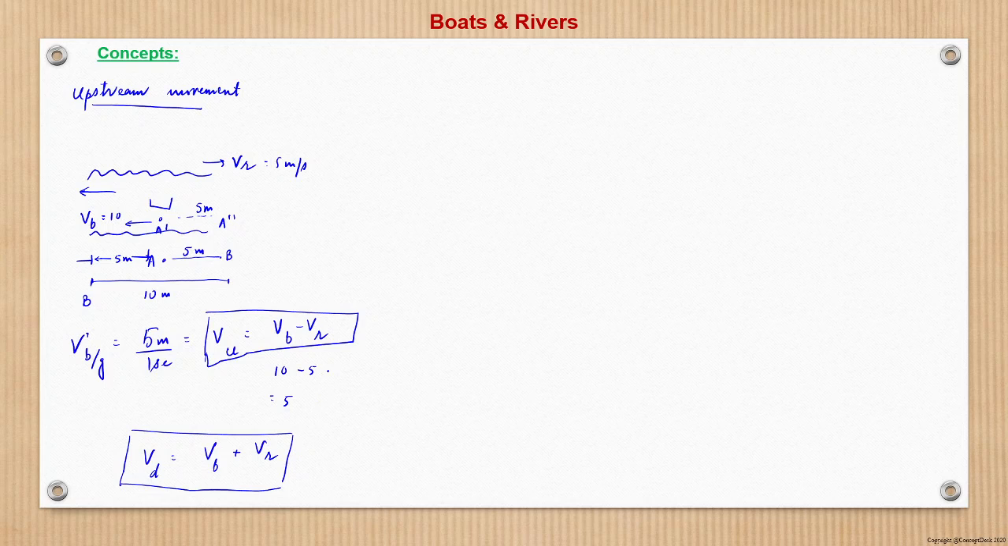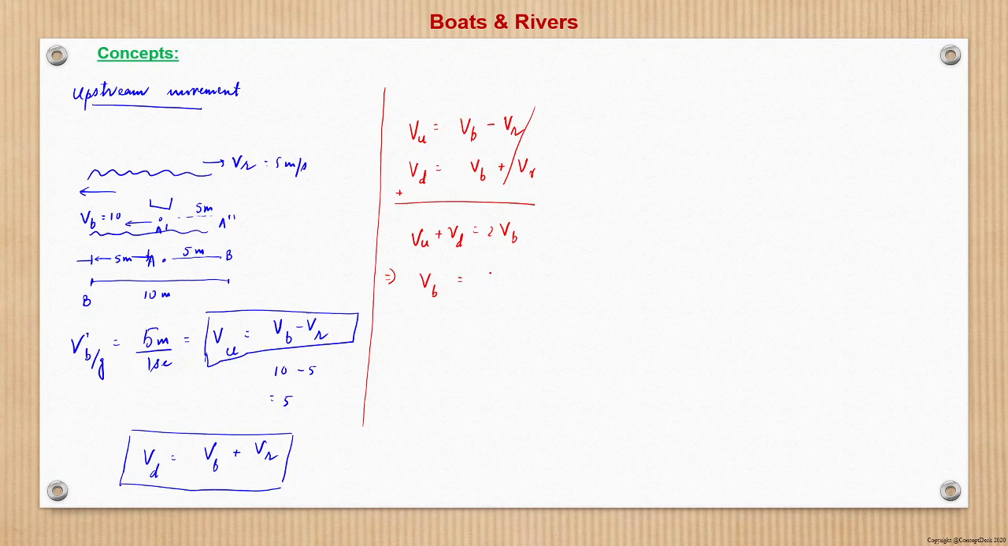So if I add these two equations, here velocity upstream is equal to velocity of boat in still water minus velocity of river, and velocity downstream is equal to velocity of boat in still water plus velocity of river. When I add this, what will I get? This will cancel out. So I will get VU plus VD is equal to 2VV. From here I can say that velocity of boat in still water is nothing but (VU plus VD) by 2.